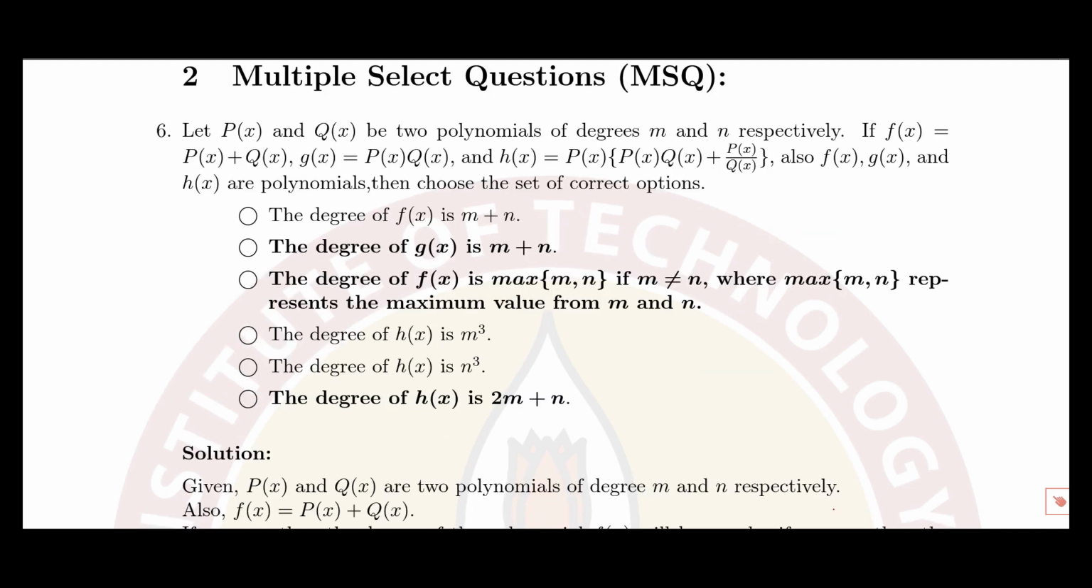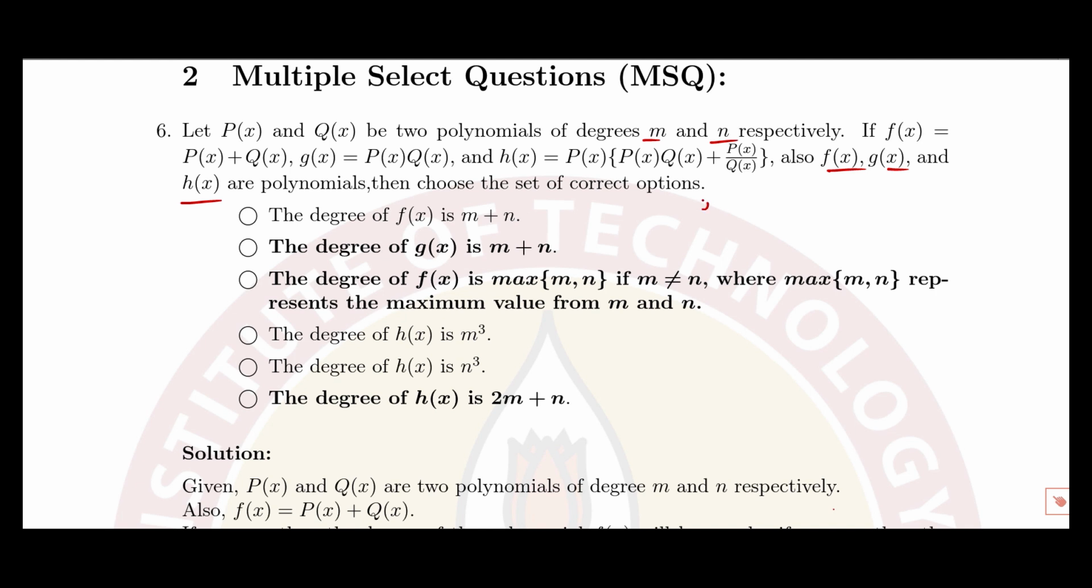Now let us see the multiple select questions. Let P of x and Q of x be two polynomials of degrees m and n respectively. If f of x is given as P of x plus Q of x and g of x is equal to P of x times Q of x and h of x is equals to P of x whole times P of x into Q of x plus P of x by Q of x. Also, f of x, g of x, h of x are polynomials. Then choose the set of correct options. The degree of f of x is m plus n.